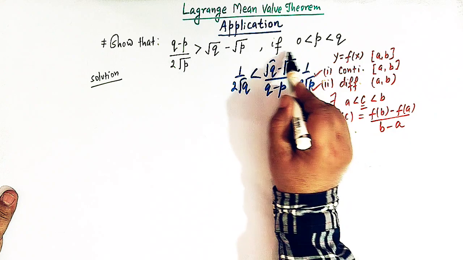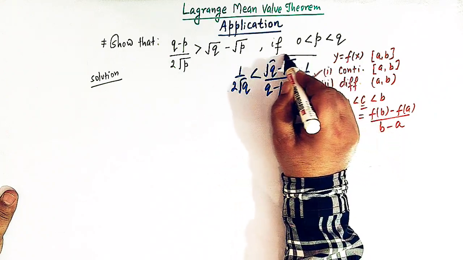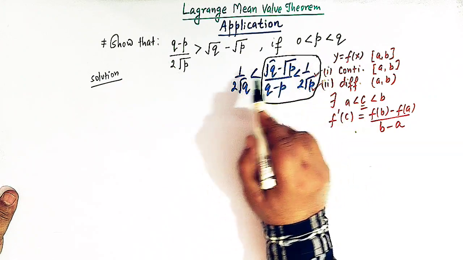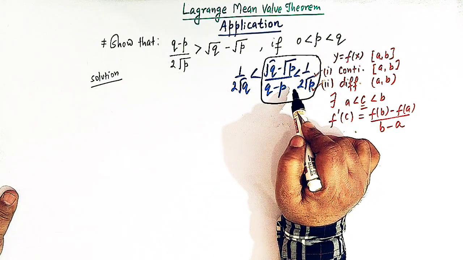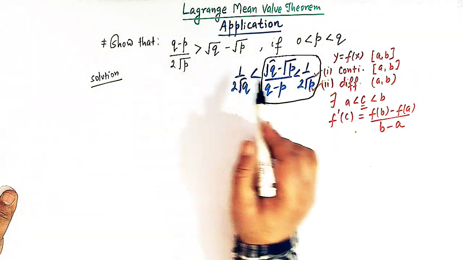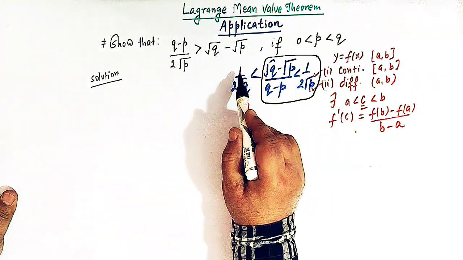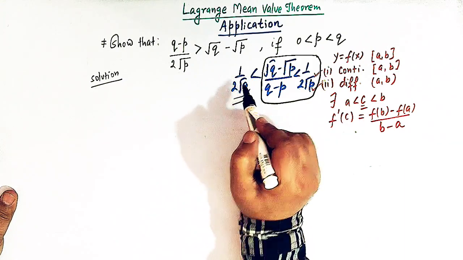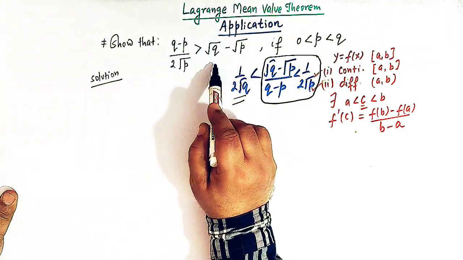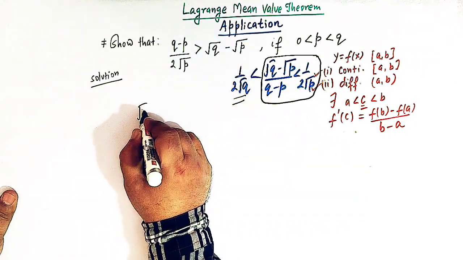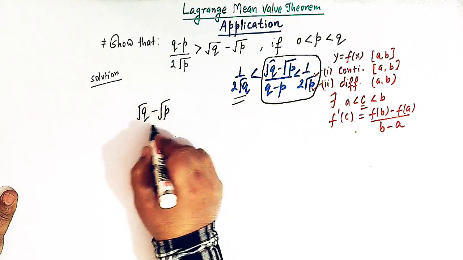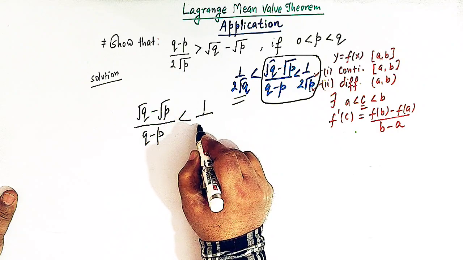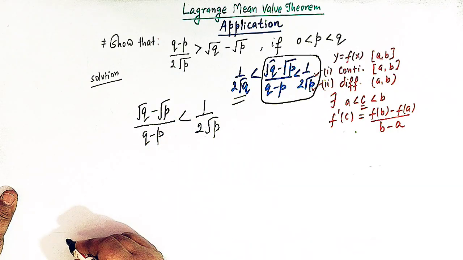So now from this inequality, what we will do, we'll retain only these two terms, right? That is, we'll retain only this part of the inequality to arrive at this result. So we'll neglect this term, that is 1 over 2 times square root of Q, because here we require only this one. So we have square root of Q minus square root of P over Q minus P is less than 1 over 2 times square root of P, right?